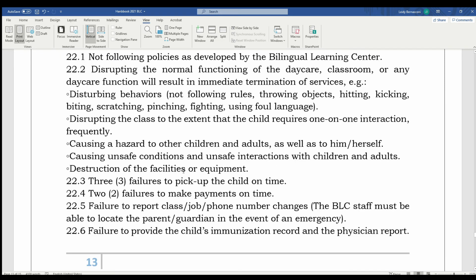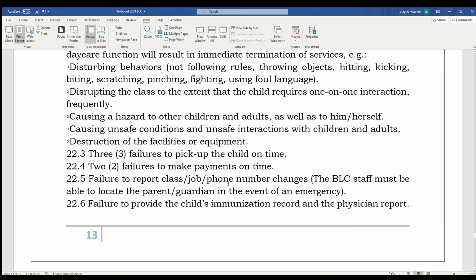So it gives you different things, like for example, in case a child is not picked up on time three times, or I don't get a payment. Believe me, after one time that I don't get a payment, the parent is going to see that I'm not happy about it, because this is our job and we deserve to get paid for what we do.